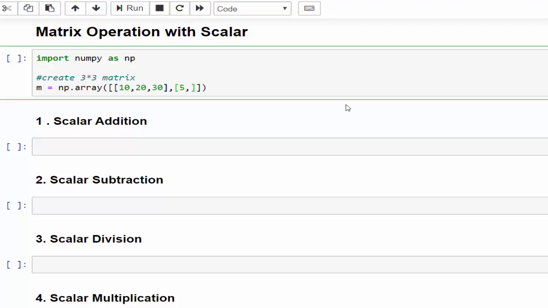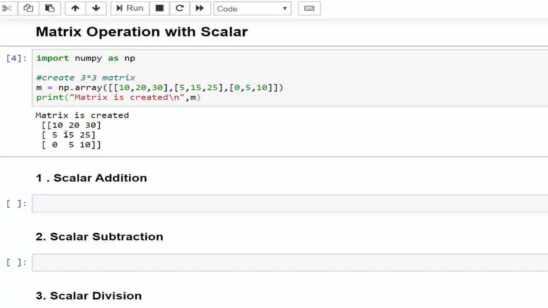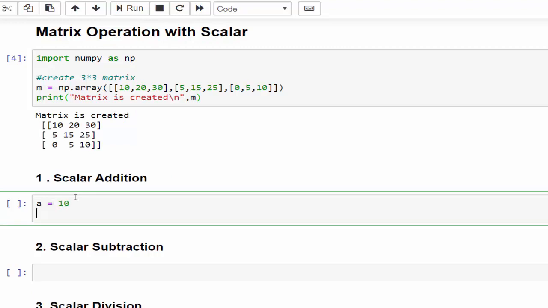Then 5, 15, 25, second row. Square bracket means it's a list. 0, 5, 10. So we have created a 3 cross 3 matrix. Let's print and see. So the matrix is created. It's 3 rows, 3 columns, a 3 cross 3 matrix. Now we are going to perform scalar addition, subtraction, division and multiplication on this particular matrix M. The scalar value A equal to 10.